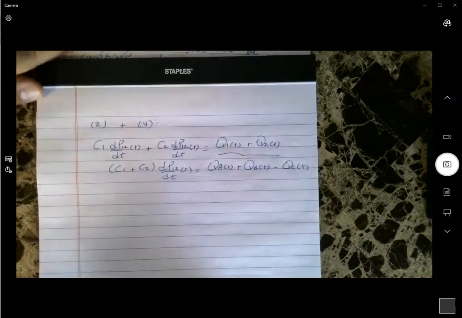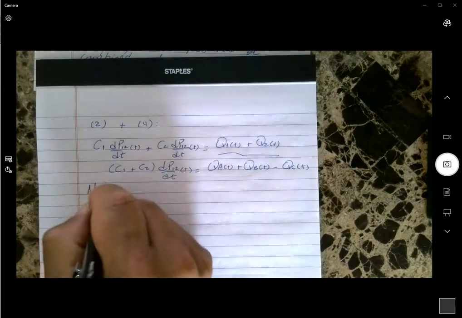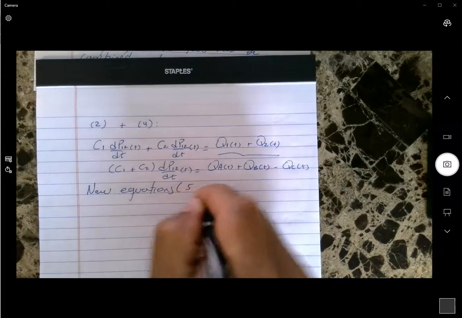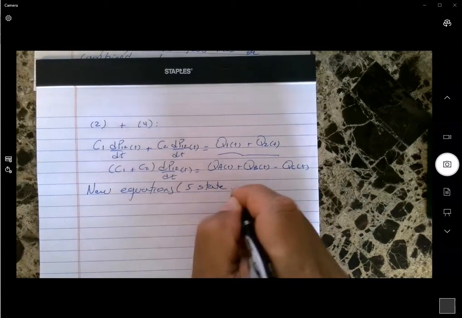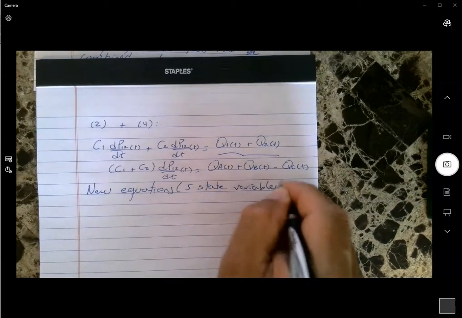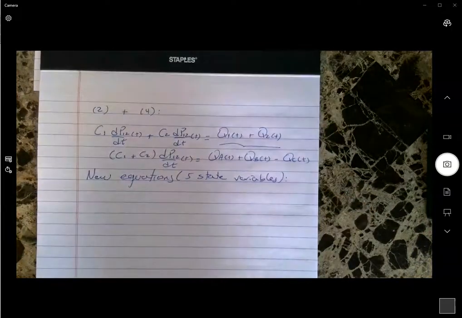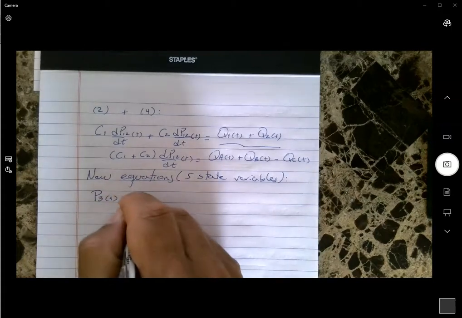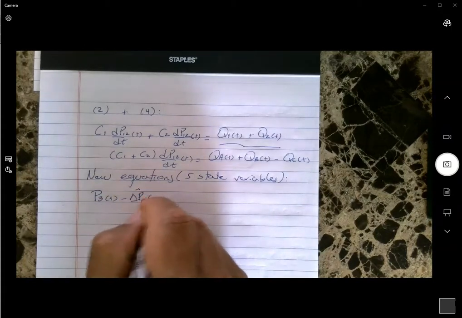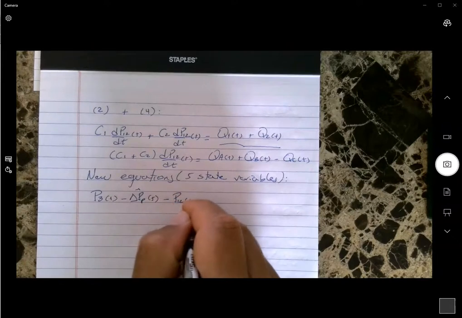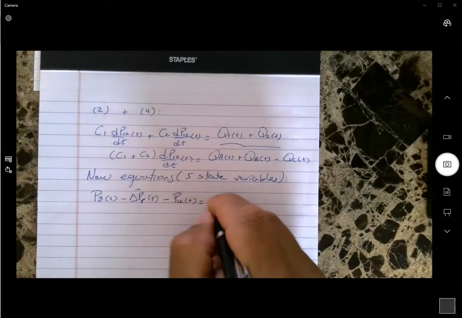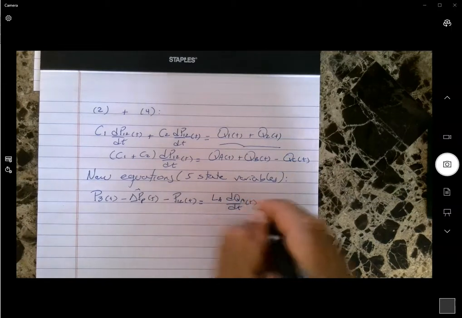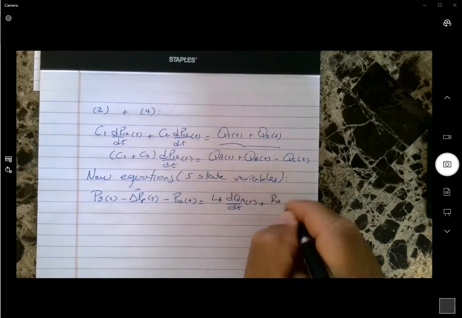So the new equations with five state variables are reduced to the following. Again, the first equation is P3 minus delta P of the pump minus P12 is equal to LA dQA dt plus RA QA of t.